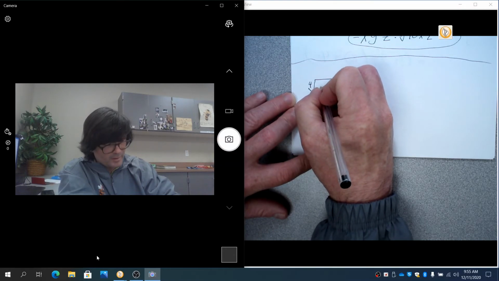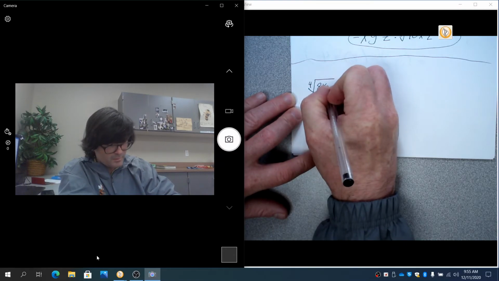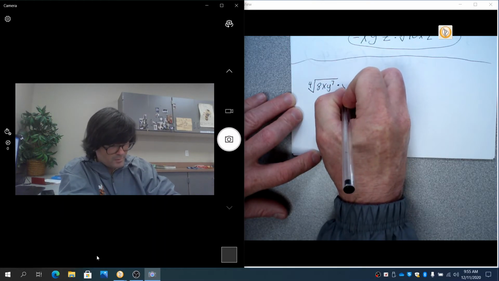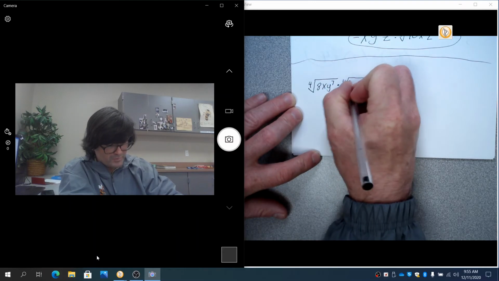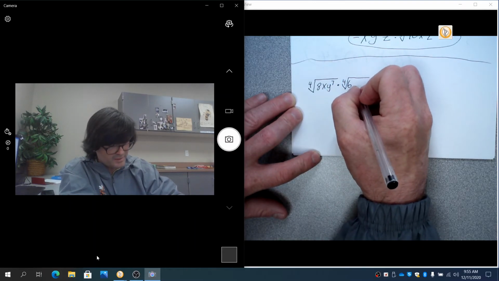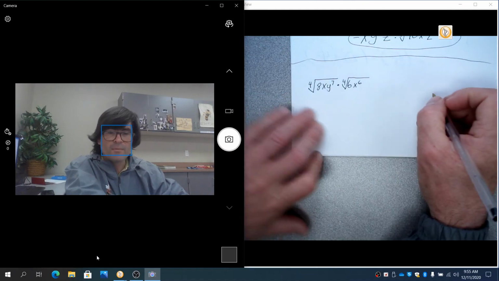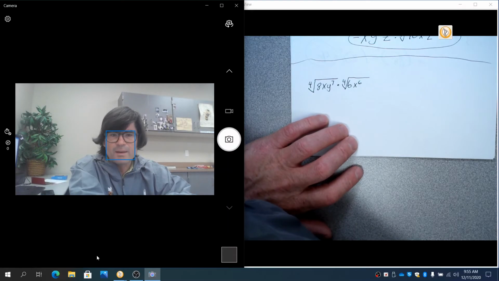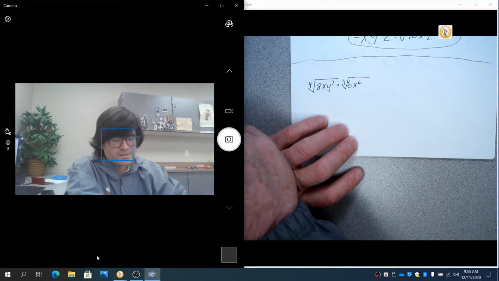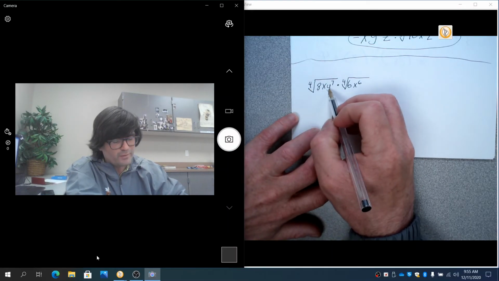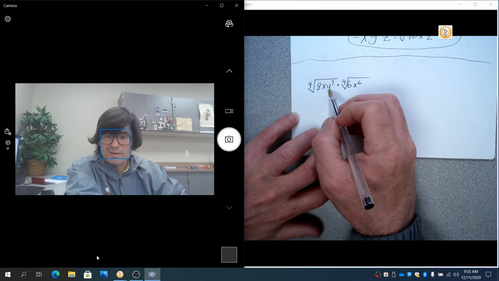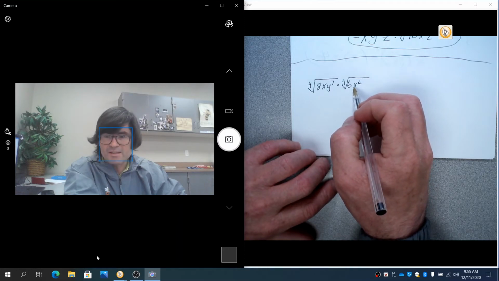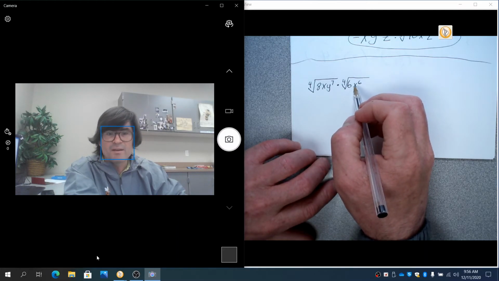Another example, 8x y to the 7th, fourth root of that, times fourth root of 6 x to the 6. So here I've got some options again. One option is to take the fourth root of, break this up into y to the 4th times y cubed. You could do that. You could break this up into x to the 4th times x to the 2nd.